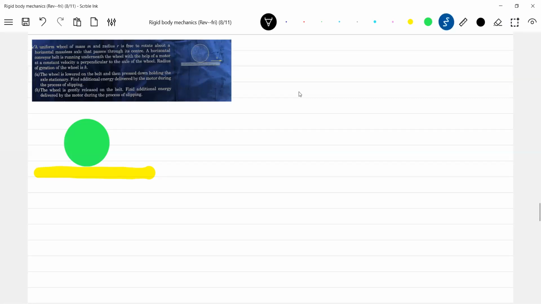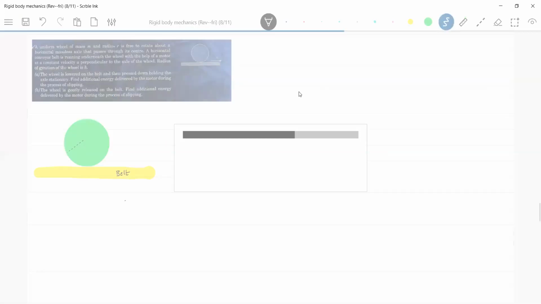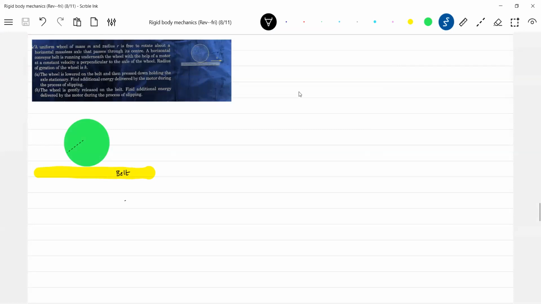There's a belt. Read the question. Now, the belt will have constant velocity. The velocity of the belt will remain constant. Who will maintain it constant? The motor.